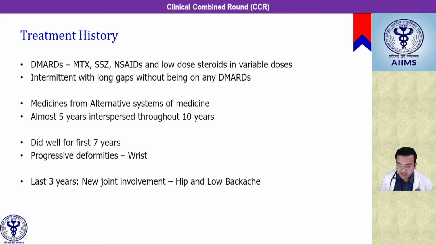In her treatment history, she has taken disease-modifying drugs like methotrexate, sulfasalazine, low-dose steroids in variable doses, and even she has shifted to alternate system of medicine. For the duration of total 10 years, she has taken those medicines for 5 years. She did well in the first 7 years, and after that, she started developing progressive deformity in wrist joint. Since last 3 years, she has new joint involvement in the form of hip joint and low backache.